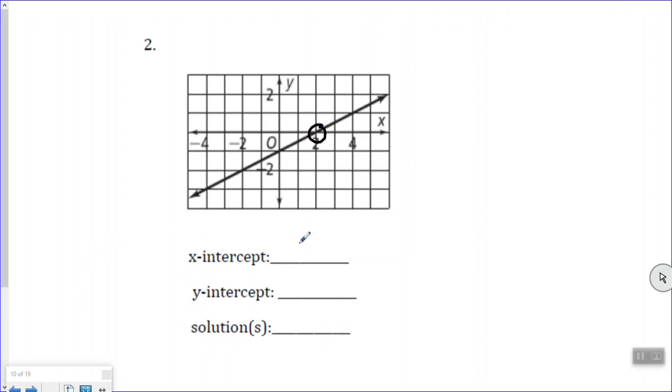The x-intercept is (2, 0). The y-intercept is here, it's (0, -1). The solution is the same thing as the x-intercept, it is 2. Or you can say x equals 2.